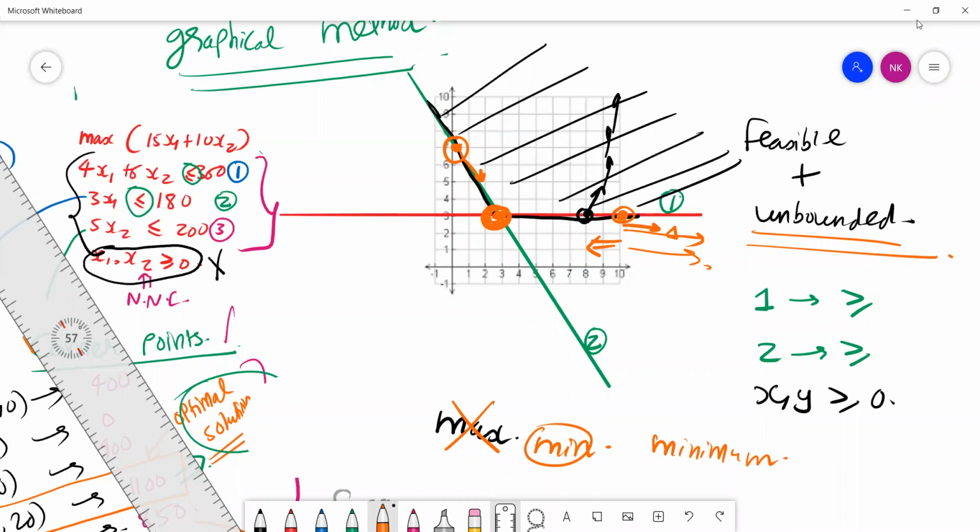If my region is feasible and unbounded, then what will be the cases? Then your objective function won't be the maximization, it will be the minimization. Because if you are further moving on the right side or the top side, your objective values are going to increase, but you are moving in the opposite direction to what is expected. So that is the reason you will be having more value instead of lesser.